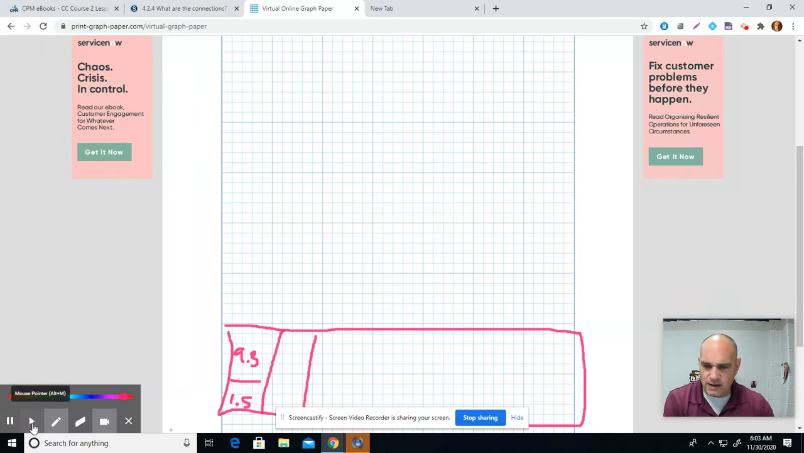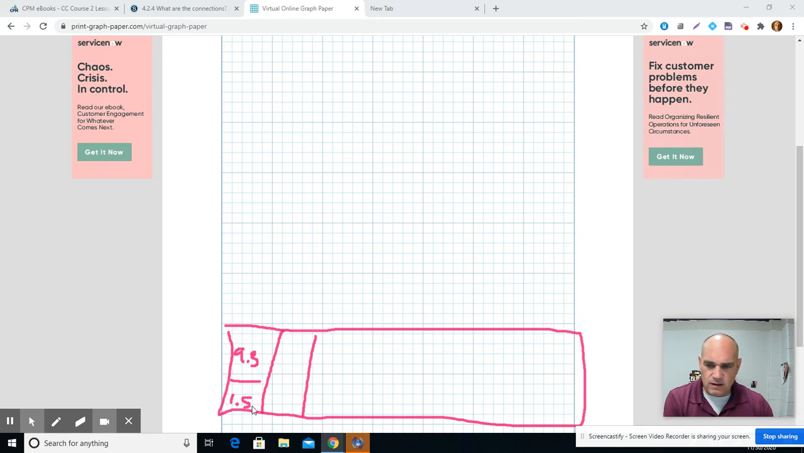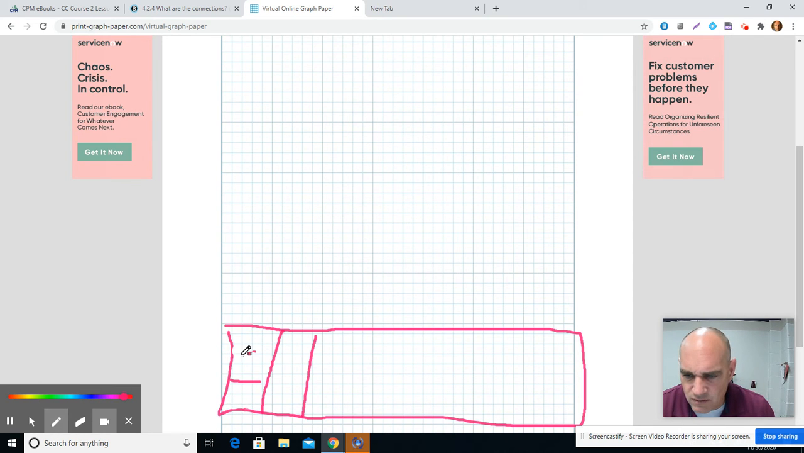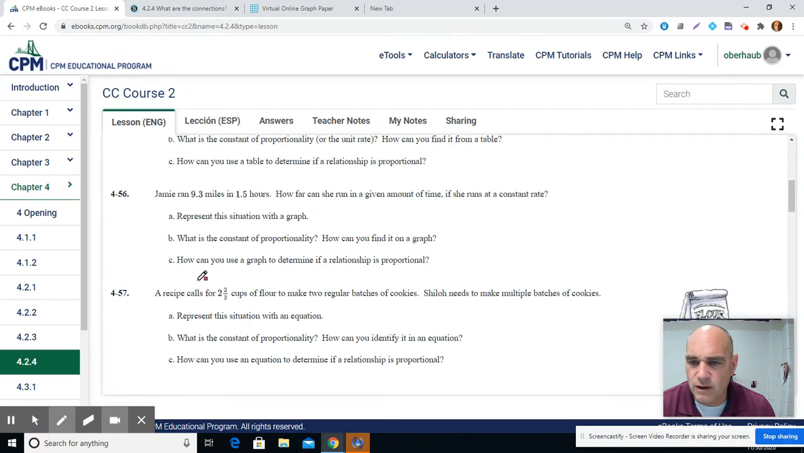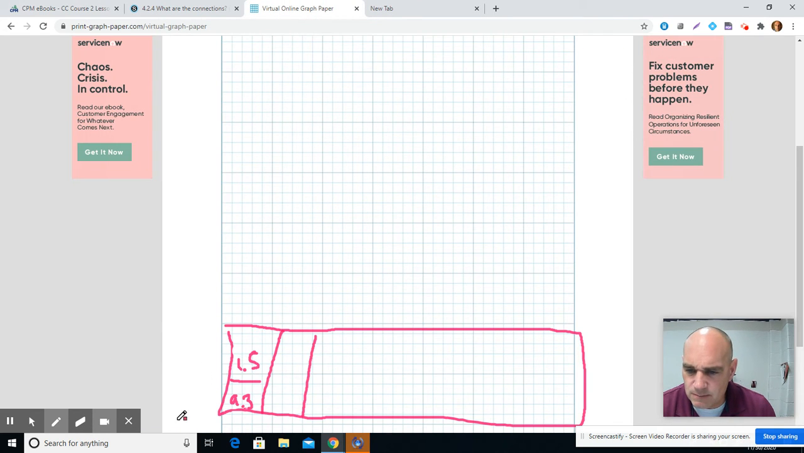And I think I actually wrote these backwards. I should have put this on top. So actually, let's switch those around. So we've got 1.5 hours, 9.3 miles. Yep. All right. So I'm going to put M for miles, H for hours. So if I'm going to graph this, which is what they want me to do, I need to make a table first.